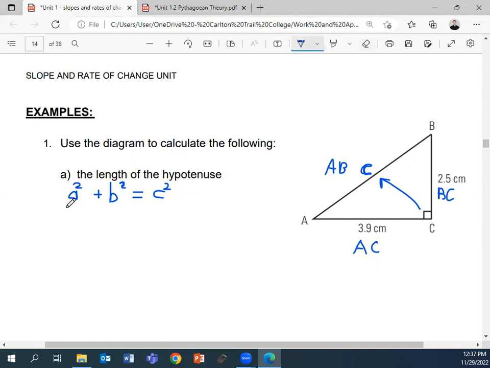So A squared, it doesn't matter which one of these I put as A, which one I put as B, as long as I figured out what the hypotenuse is. So I'm just going to do the first one I see, which is 3.9. So I do 3.9 squared plus B squared, which is going to be the 2.5 in this case.